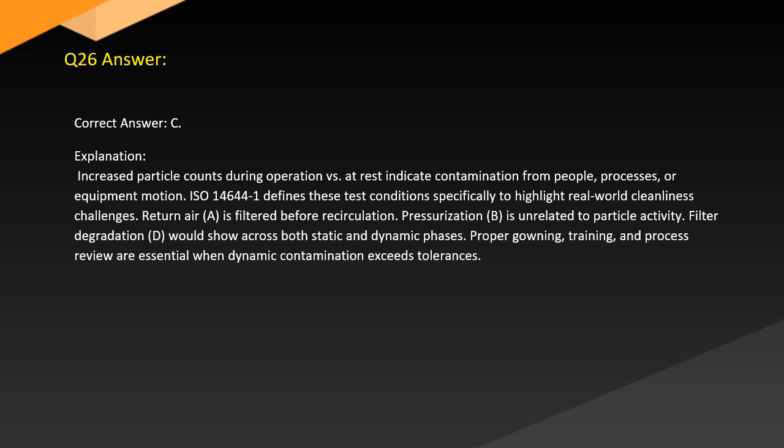Return air, A, is filtered before recirculation. Pressurization, B, is unrelated to particle activity. Filter degradation, D, would show across both static and dynamic phases. Proper gowning, training, and process review are essential when dynamic contamination exceeds tolerances.